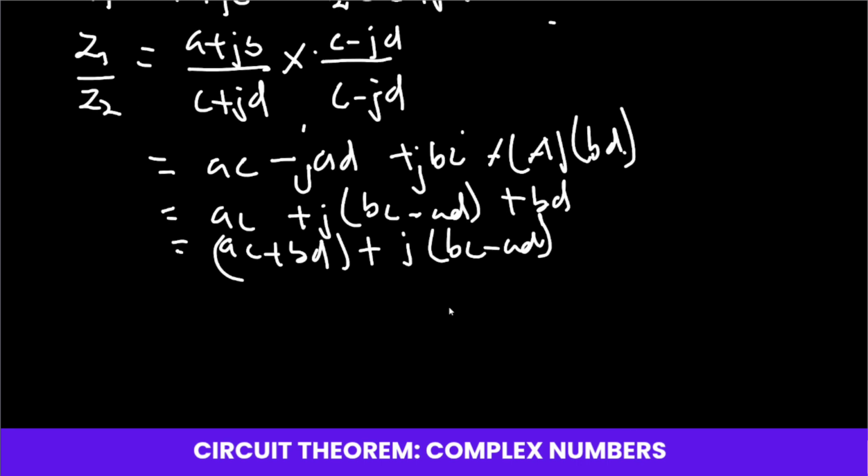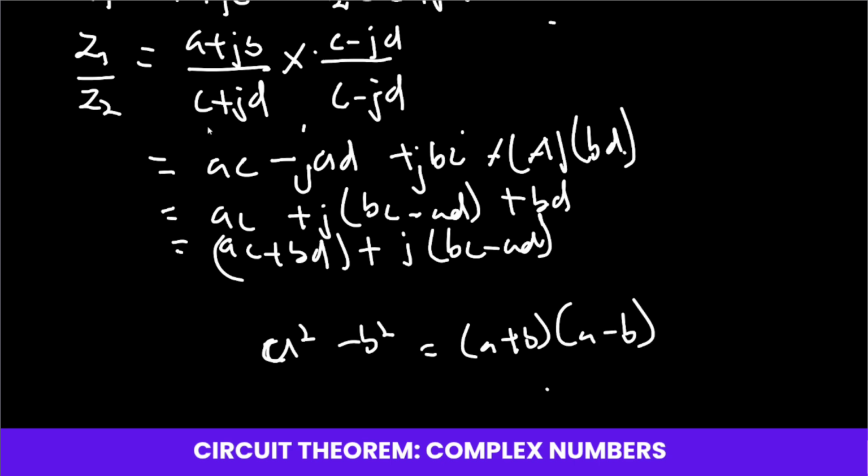Now let's look at our denominator. We can see that our denominator resembles something we call the difference of two squares. When we have a squared minus b squared, we can represent that as a plus b multiplying a minus b. So it looks just like our denominator here. Hence, we are going to treat them as difference of two squares.